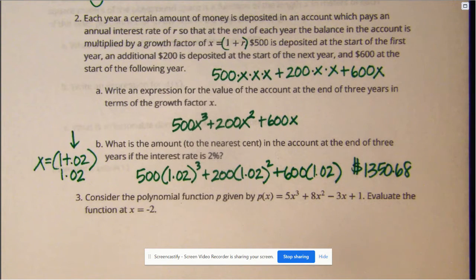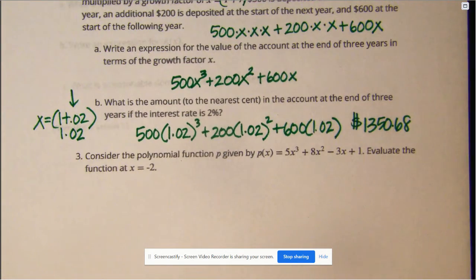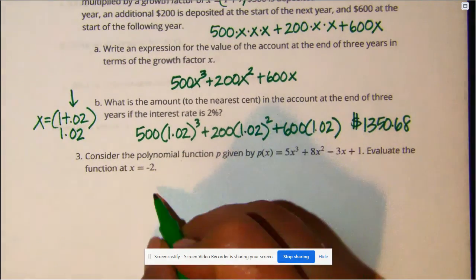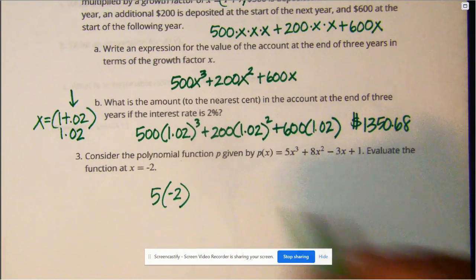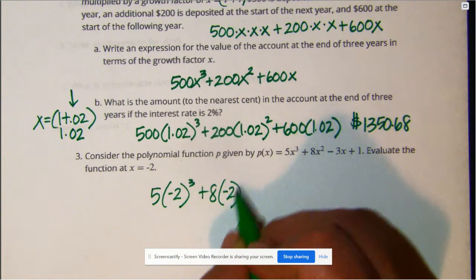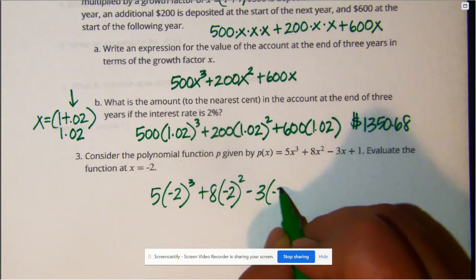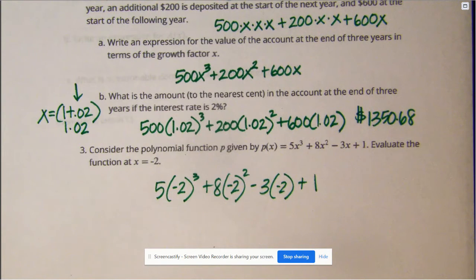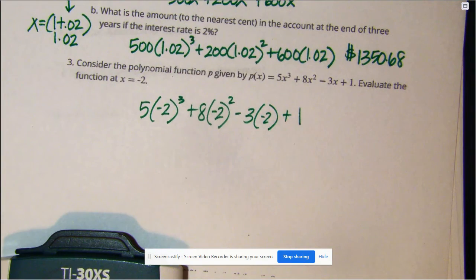All right, number 3. Consider the polynomial function p given by p of x equals 5x to the third plus 8x squared minus 3x plus 1. Evaluate the function at x equals negative 2. I'm just going to put negative 2 wherever I see x. Now, you do want to be really careful on calculators when it's a negative number being raised to a power. You want to put parentheses around it.